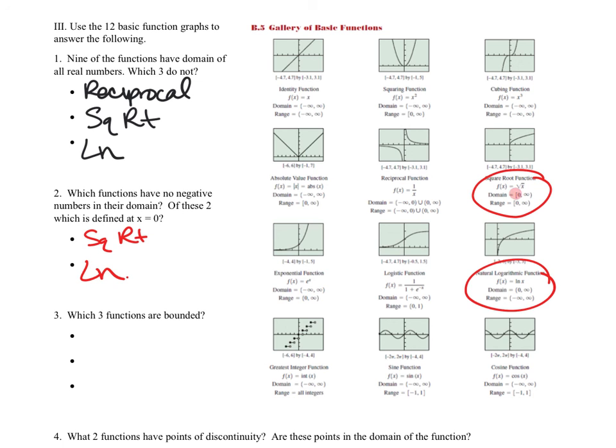But based on these symbols, one of them is defined at 0 and one is not. Hopefully you're remembering that since the bracket means that it includes 0, your square root is defined at 0. And the natural logarithm has that vertical asymptote there, so it is not defined at x equals 0. Okay, next one. It says, which 3 functions are bounded? Let's look at the pictures here for boundedness.